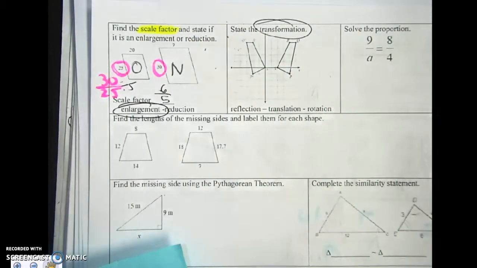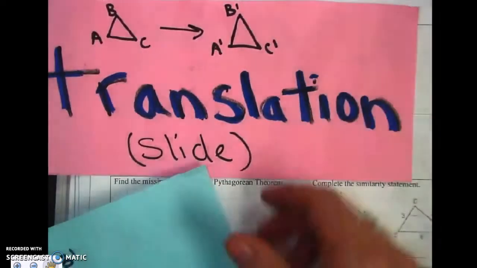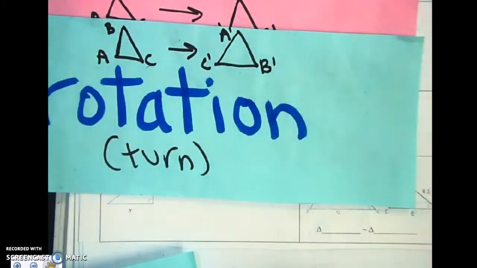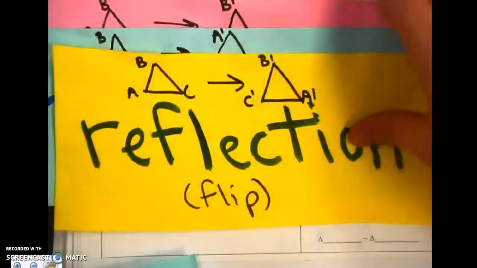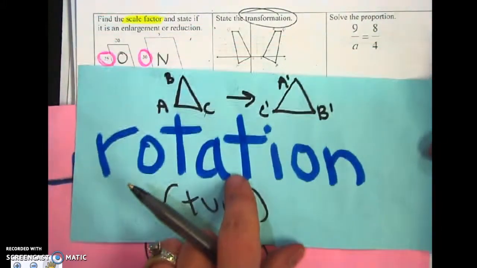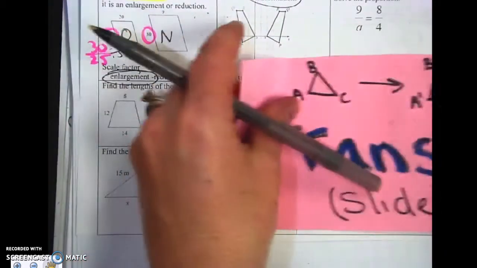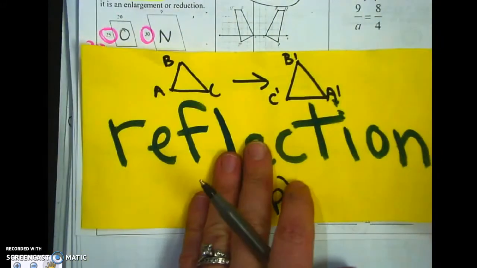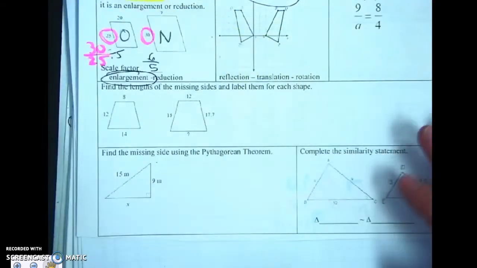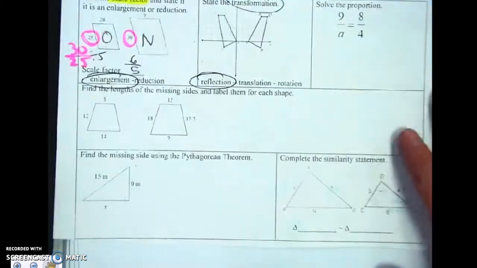State the transformation. So that means it's either a translation, a rotation, or a reflection. So let's look through. Rotation means turn. Well, it's not turning. Translation means slide, same, same. So it is a reflection. Flip. Reflection. Okay? That's reflection because that was yellow.